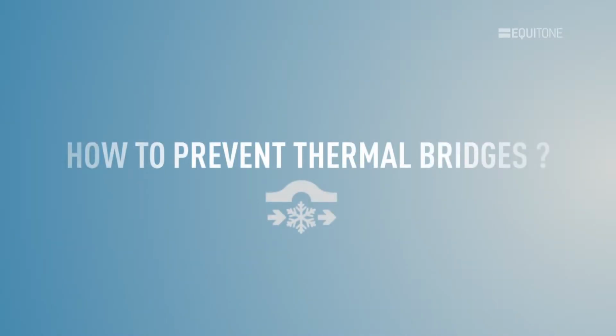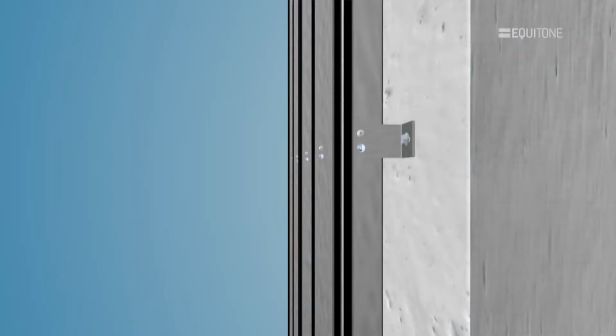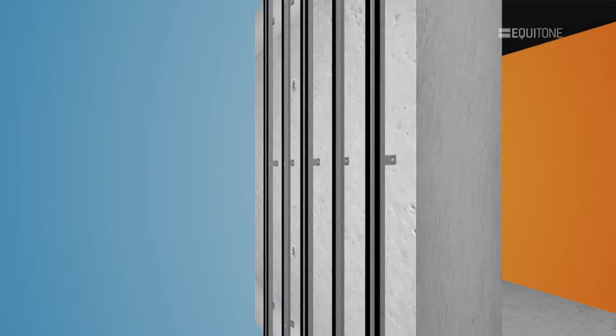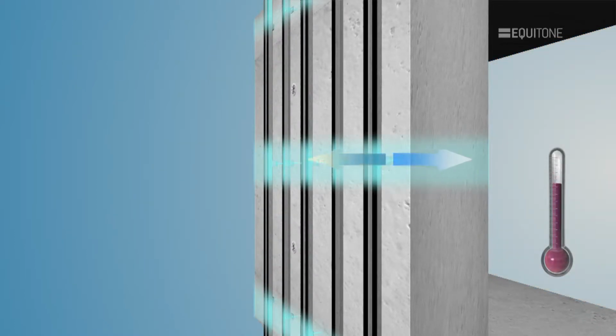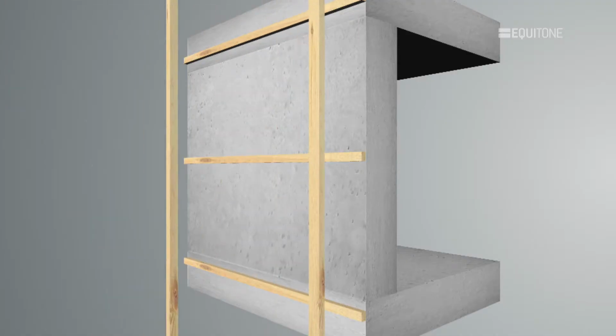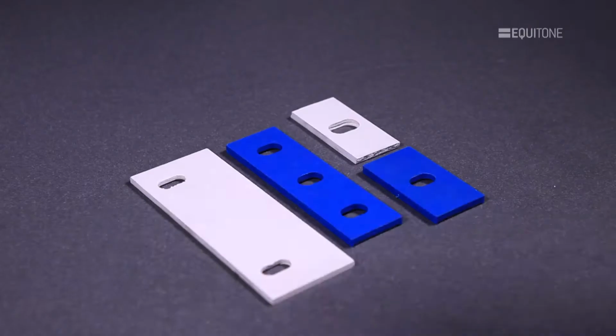How to prevent thermal bridges. As the subconstruction connects the panel to the wall, it can act as a bridge over which heat can travel. This will reduce the overall thermal performance of the wall. The designer's choice of subconstruction can have an influence with this concern. For example, timber performs better than aluminium.